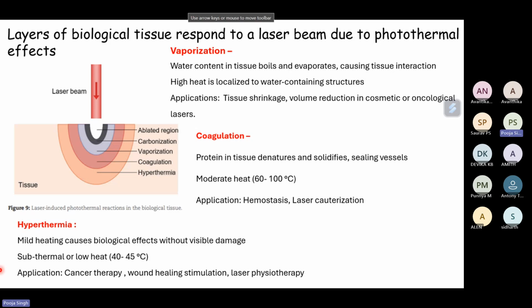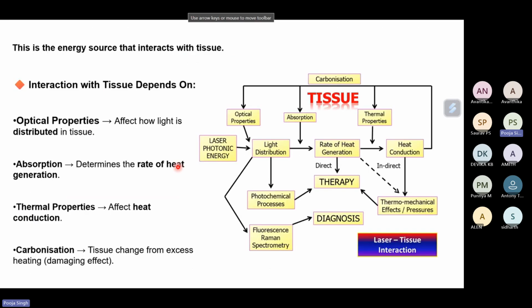Yeah. So now the next is, yes, this is the energy source that interacts with the tissue. This is just a concluding slide. We have seen that interaction with the tissue depends upon the optical properties, the absorption process, and thermal properties. The optical property depends upon how the light is distributed, and if the light is distributed, then what reaction is occurring? Photochemical reactions.